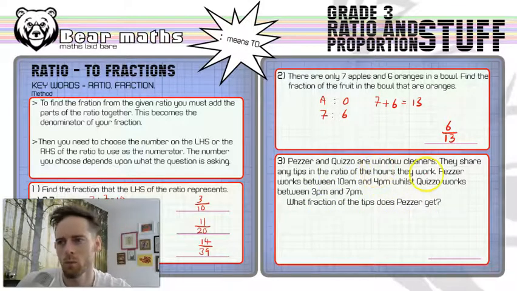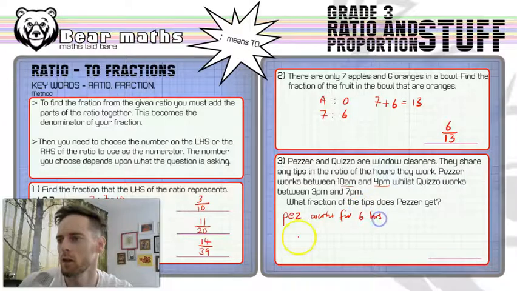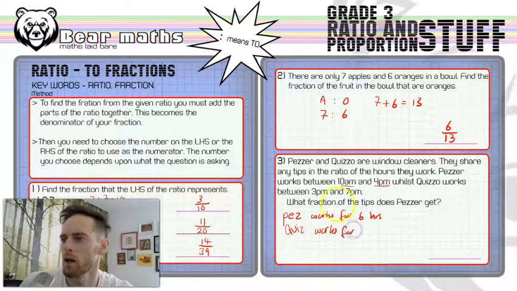So again, it's one of the wordy ones. We need to pick out the key elements here, right? Pezza, first of all, we need to work out how long he works. So he works between 10 and 4. So I'm going to write down Pez works for 6 hours. Okay, and then Quiz works for 3 till 7, so that's going to be 4 hours.